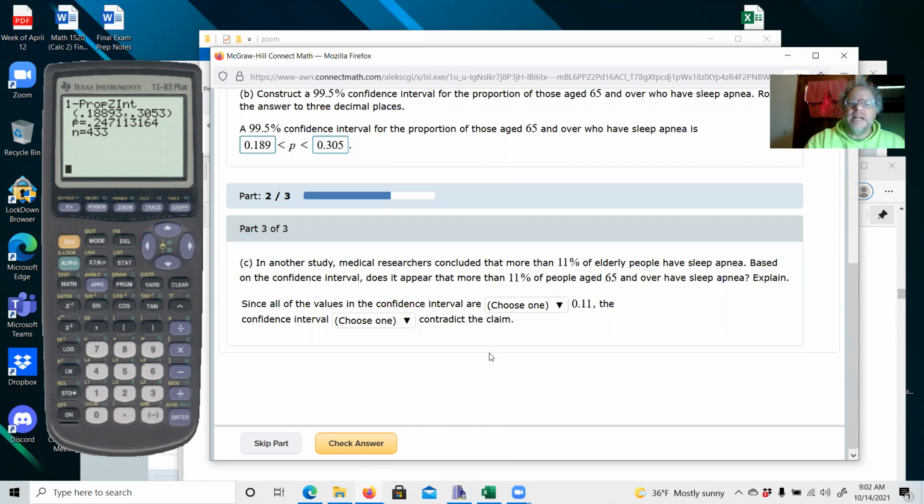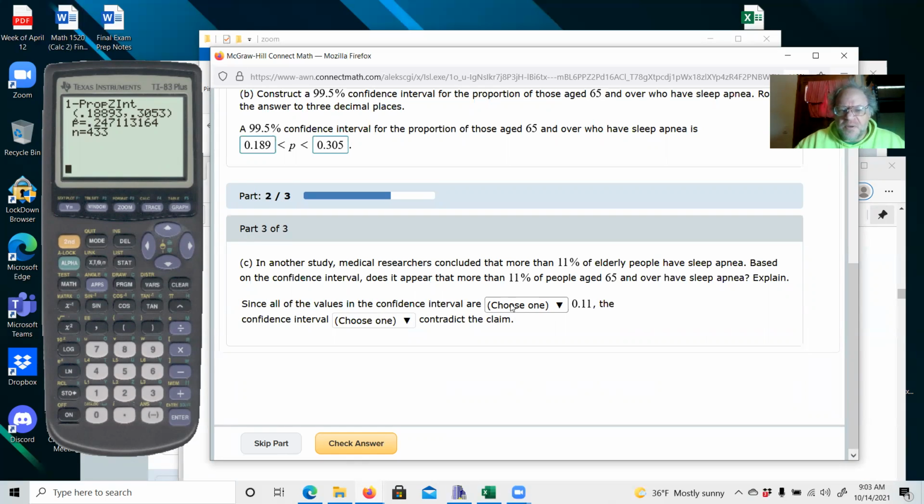In another study, medical research concluded that more than 11% of elderly people have sleep apnea. Based on your confidence interval, does it appear that more than 11% of people age 65 or older have sleep apnea? Explain. So I'm not asking you about sleep apnea. I just want to know about the numbers here. Look at this proportion, it's about 0.1889, so about 19-ish%, and we're going up to 30.5%. All those numbers are bigger than 11%, or 0.11.